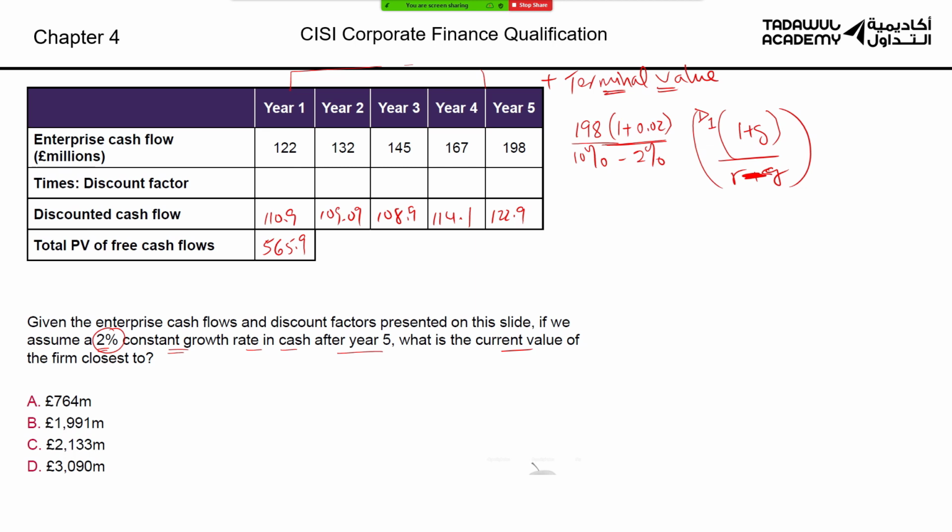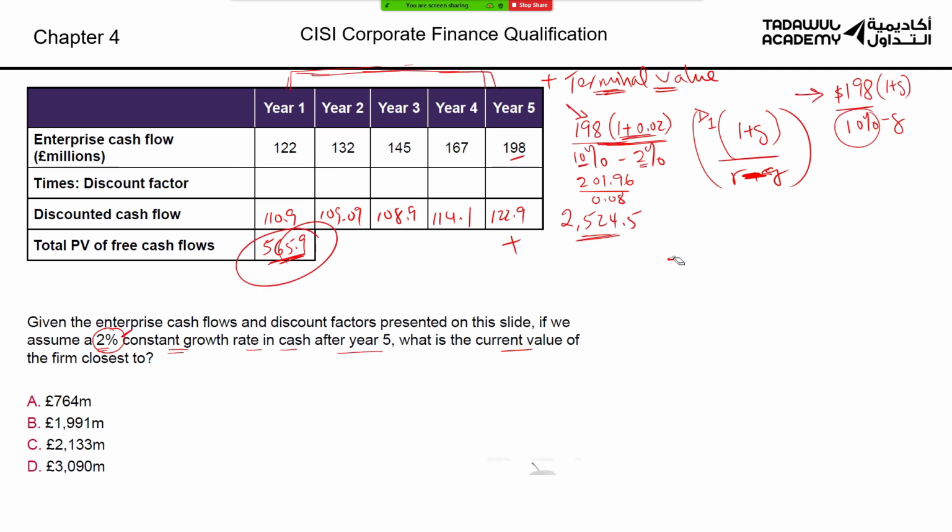Let me just do the calculations quickly. 198 times 1.02. So that's going to give you 201.96 over 8%. This is going to give me a terminal value after year 5 of 2524.5. So this is the terminal value of the company.